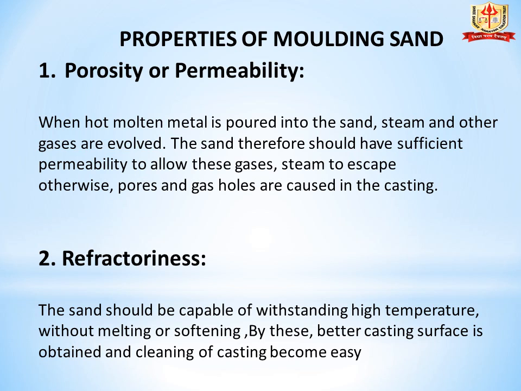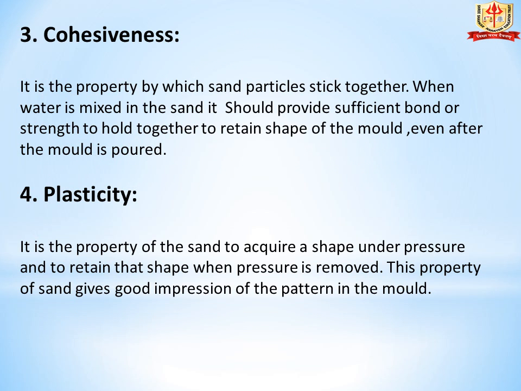The sand should be capable of withstanding high temperature without melting or softening. By this, a better casting surface is obtained and cleaning of the casting becomes easy. Now we see the third property, cohesiveness. It is the property by which sand particles stick together. When water is mixed in the sand, it should provide sufficient bond or strength to hold together and retain the shape of the mold even after the mold is poured.